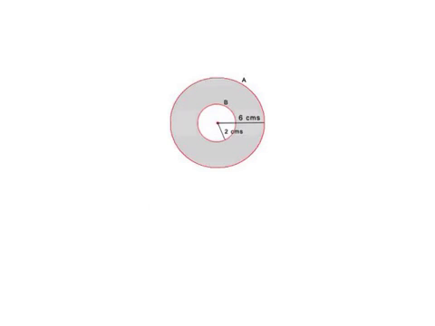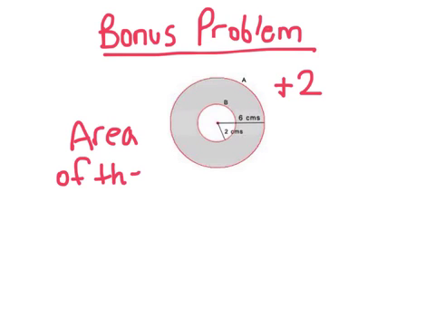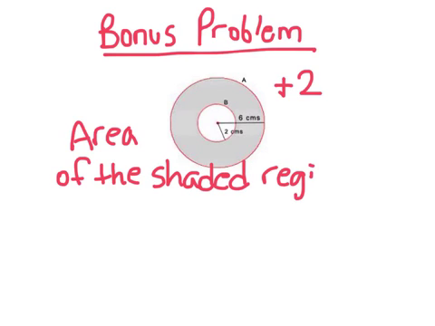Okay, here we have a bonus problem. So this bonus problem is going to be worth 2 extra credit points. Now that doesn't sound like a lot, but it is, because the assignment's worth 10 points. So if you get 2 extra credit points, that's 20% more added on to the score. So what I want you to do is find the area of the shaded region. So this area right here. Okay, and round your answer to the nearest tenth.